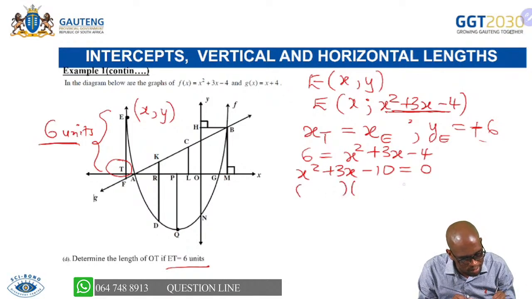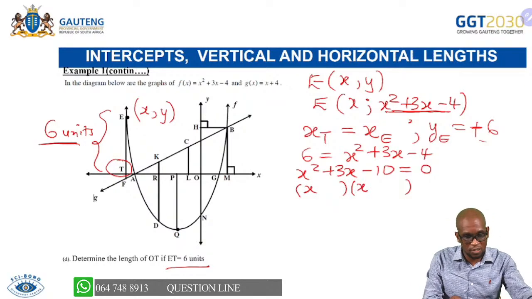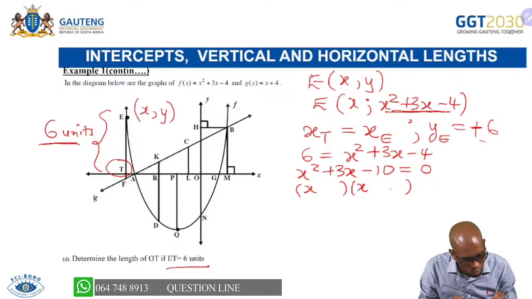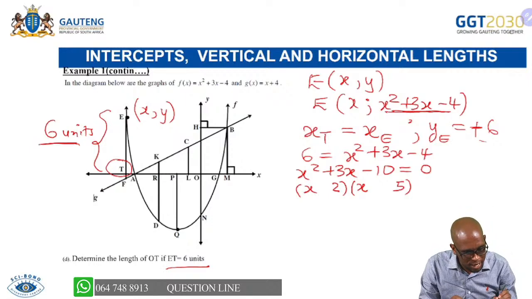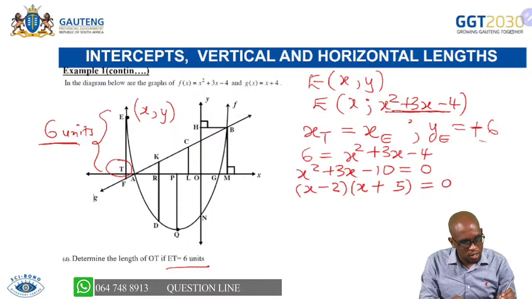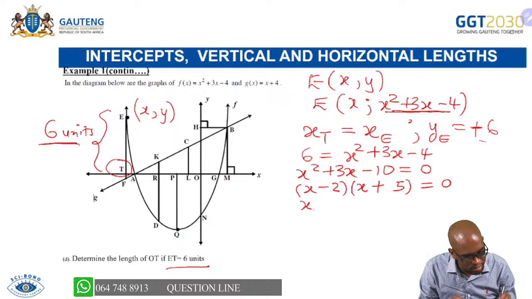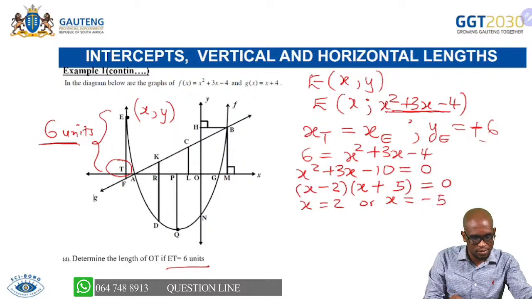Now, if we want to factorize this using inspection, we look for the factors of 10. The appropriate ones in this case would be 5 and 2. For the middle term to be positive, the bigger number should be positive. So this is (x minus 2)(x plus 5). Now, using the zero factor law, we get that x equals 2 or x equals minus 5. Now, we need to trace which one would be appropriate in this case.